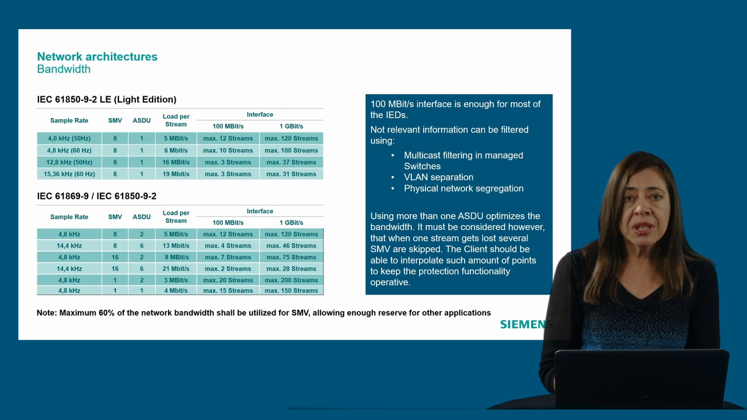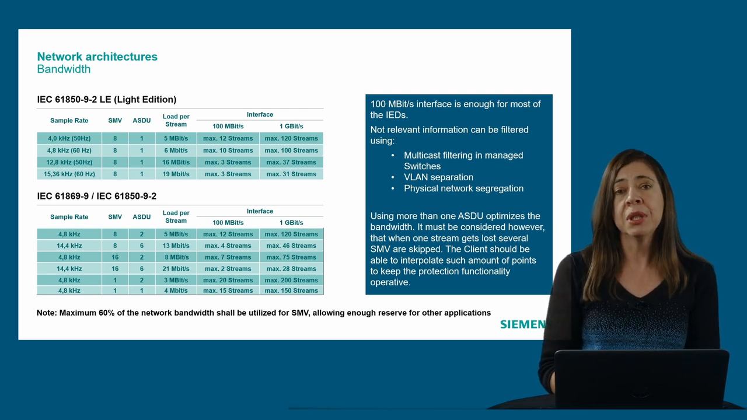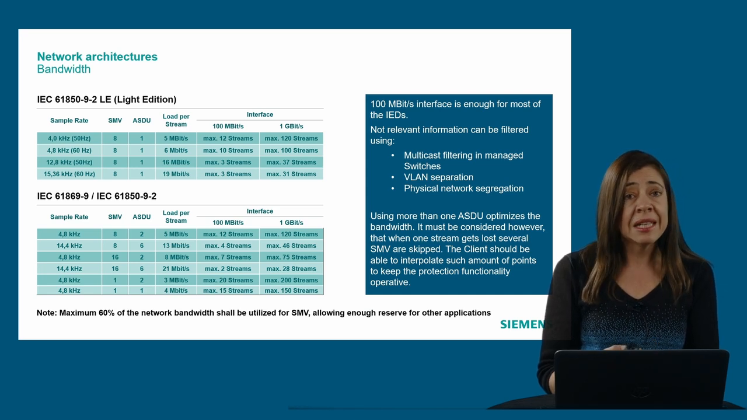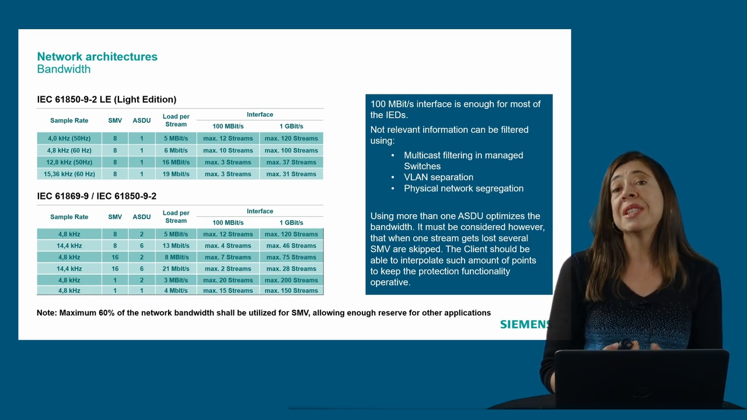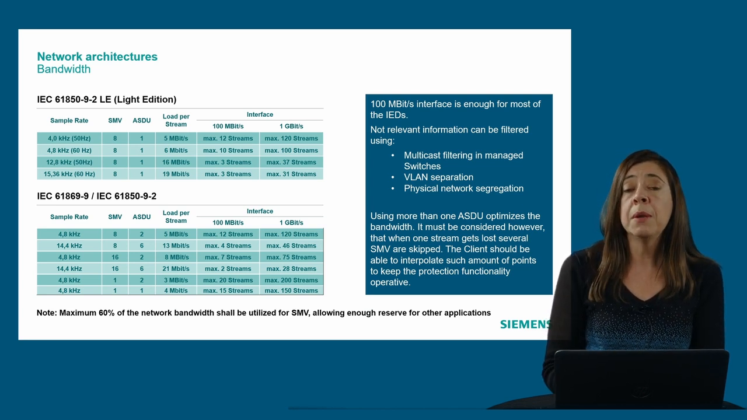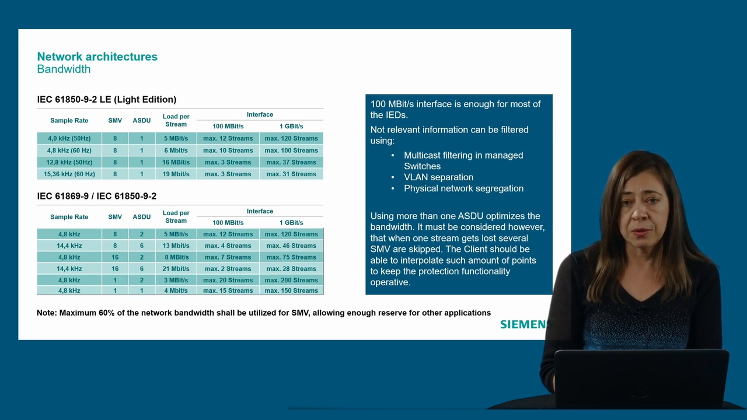For reducing the amount of information coming into the protection devices, we can use different methods. We can use the multicast filtering in the switches. We can use the segmentations with virtual LANs or VLANs, or we can also implement a physical network segregation.